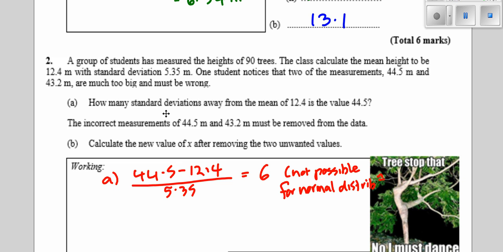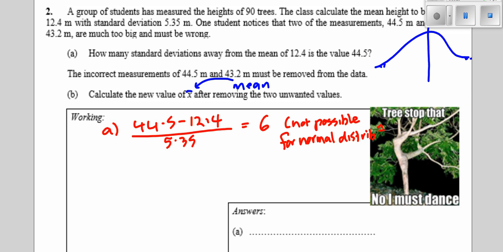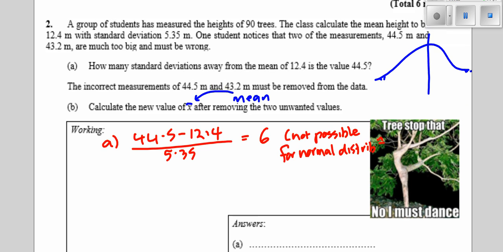I'll just leave this here so we can see the question. The incorrect measurements were removed from the data. Calculate the new value. This is meant to be the mean. Not possible for normal distribution, because the normal distribution is pretty much the mean plus 3 and the mean minus 3 standard deviations. Then there's a tiny little bit left over on the side. So our answer is still just 6. They didn't ask us to comment on it, it's just an extra thing I put in there.